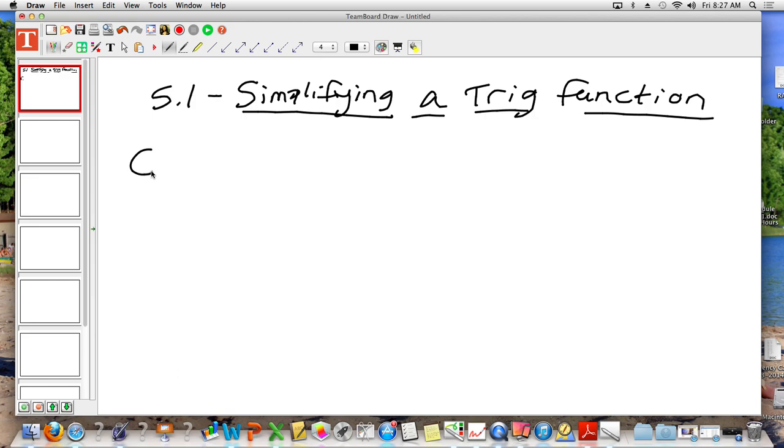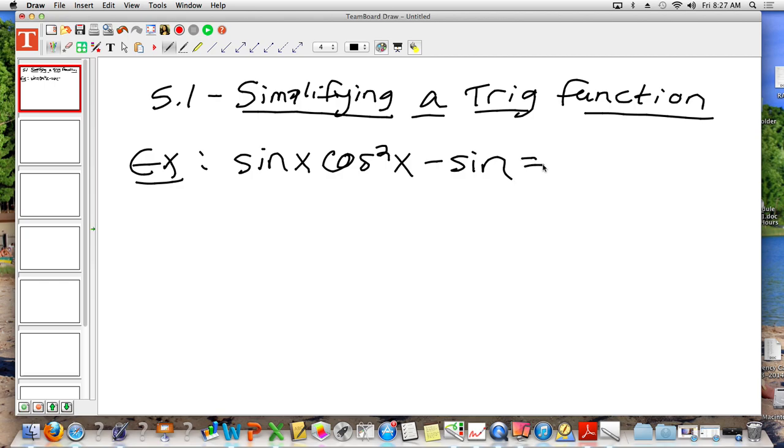I'm going to start off right away with an example. If you have the sine of x times the cosine squared of x minus the sine of x, our job is to try to get this simplified. I'm going to tell you what your end result should be. You should end up with a negative sine of x cubed. Is that supposed to say minus sine x? Minus the sine of x, yes.